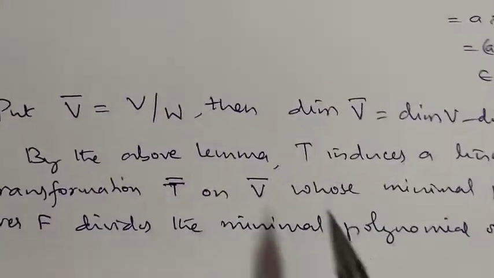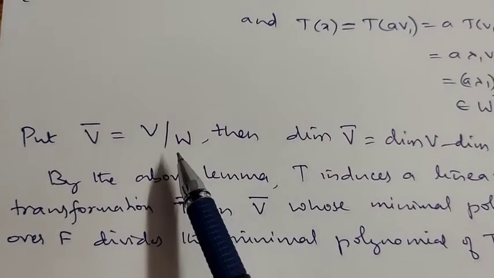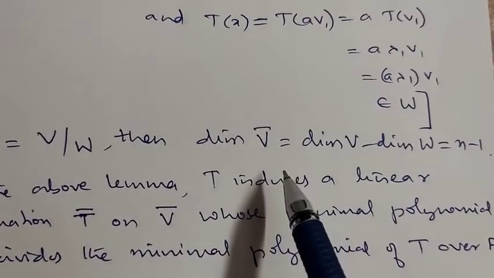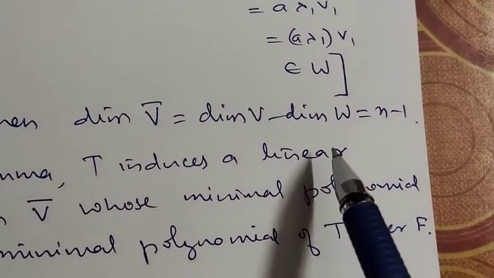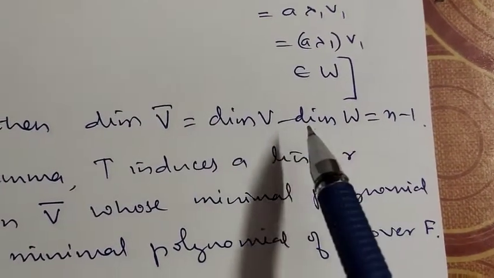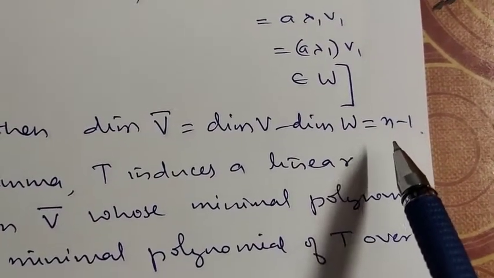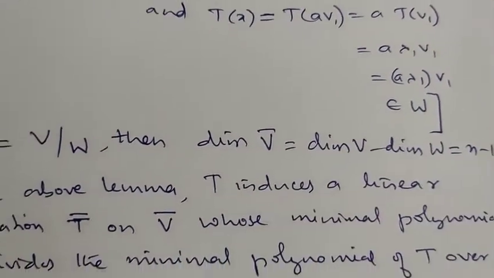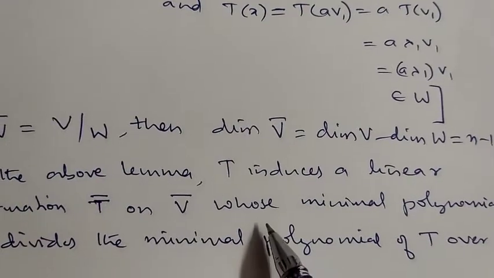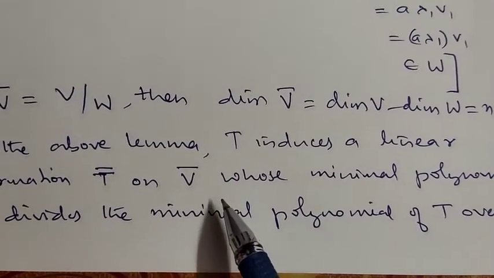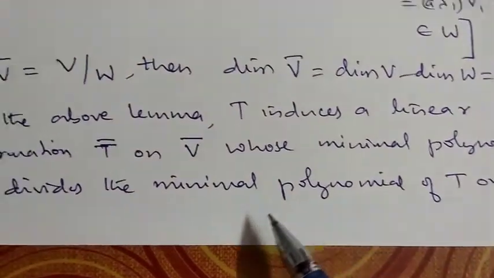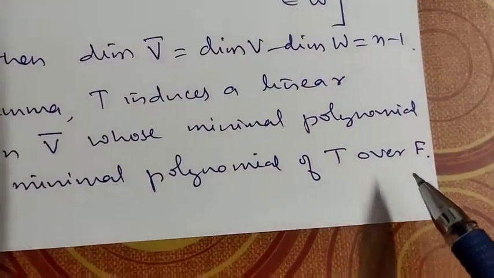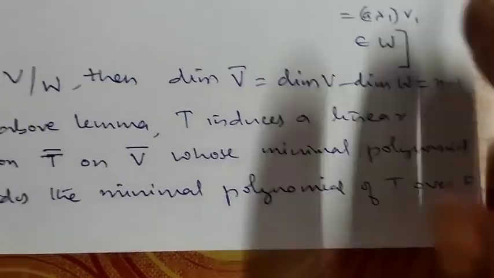Now you put V bar is equal to V by W. Then what is the dimension of V bar? Dimension of V minus dimension of W. Dimension of V is n, dimension of W is 1. So therefore dimension of V bar is n minus 1. Now just now we have shown this T induces a linear transformation T bar on V bar whose minimal polynomial over F divides the minimal polynomial of T over F. Okay, just now we have proved accordingly.